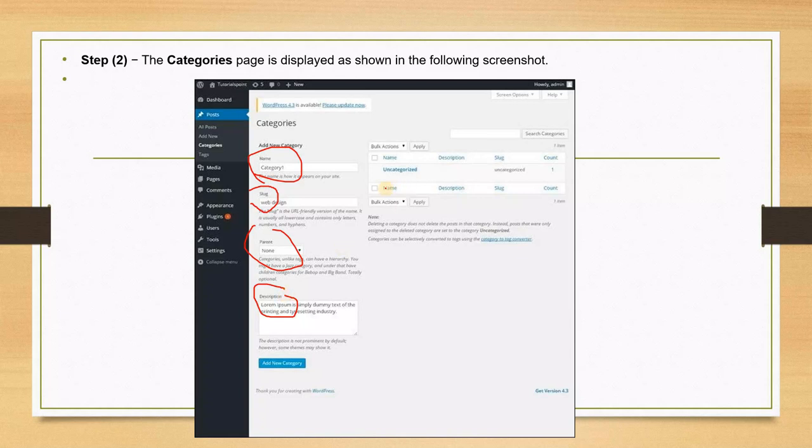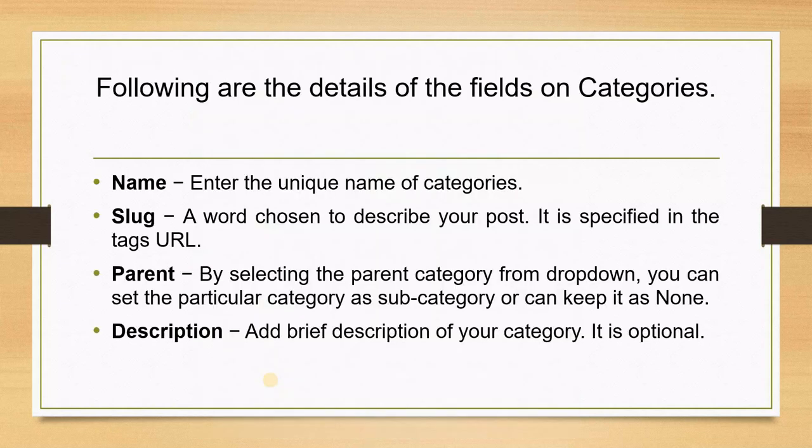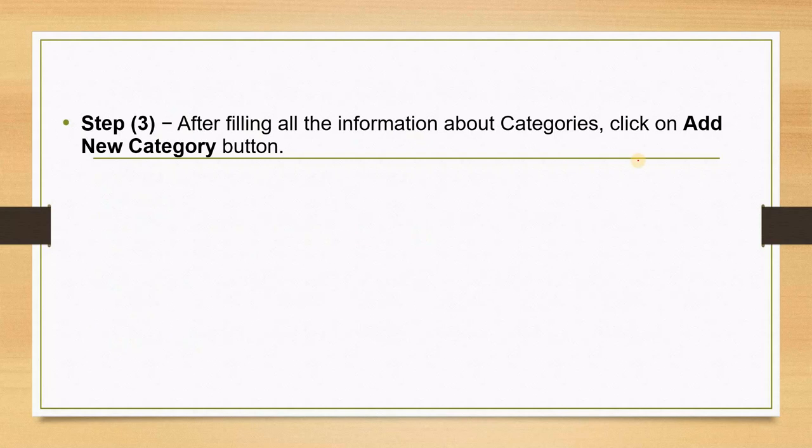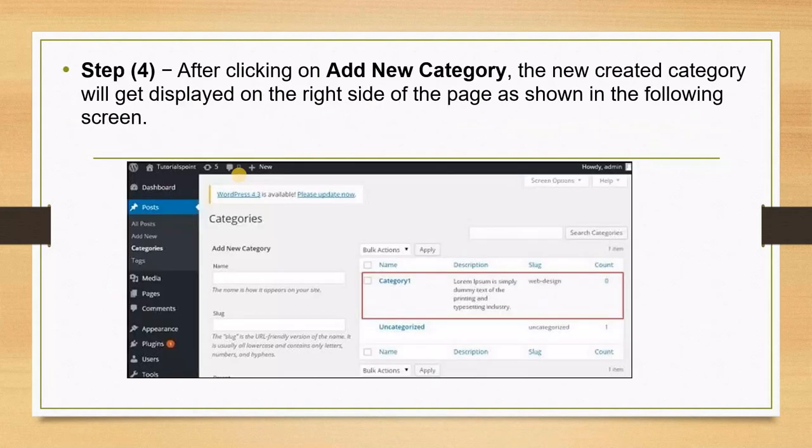Now, after filling all the information about the category, click this button, Add New Category. So these are the entries which I have told you: name, slug, a word chosen to describe your post, parent, description. After filling all the information, just click on the Add New Category button. When you click on that, you will see the category shown on the right side. The newly created category will be displayed on the right side. So this is the way by which you can create a category in WordPress.